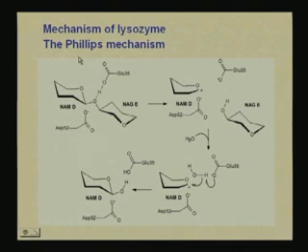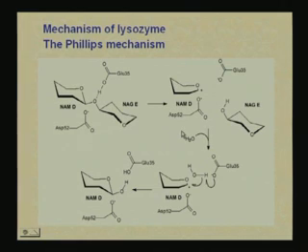This is basically just a summary of what we just said. It is called, by the way, the Phillips mechanism, and we have here, in the first step, the glutamic acid 35 produce or provide the proton. It provides this proton to this NAM-NAG set. We have the oxonium ion produced and the glutamic acid 35 forms the COO minus.